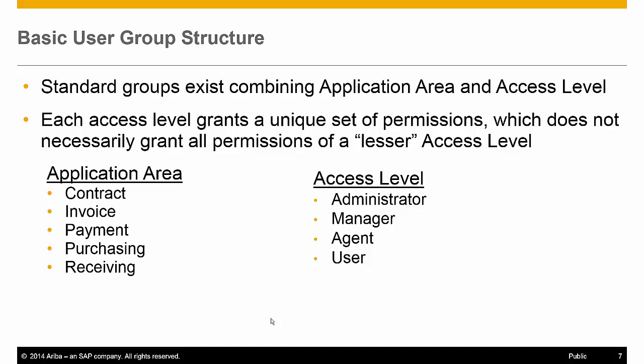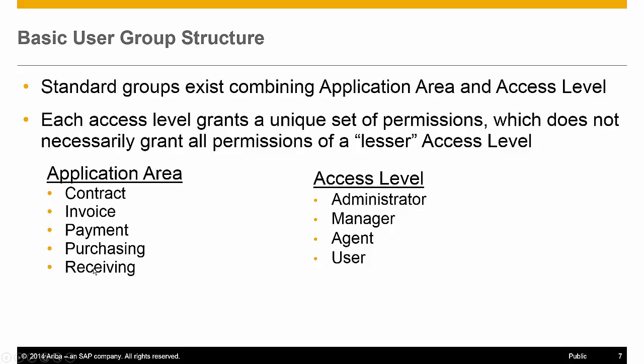Now, when we talk about groups in Ariba, we really break it down between application area and within that area, the access level. So specifically, I'm talking about what you see at the bottom of the slide. An application area refers to a functional area within Ariba. We start off with purchasing. That's really where most things begin, creating a requisition and a purchase order. That's one application area.